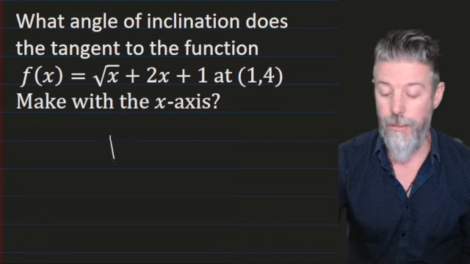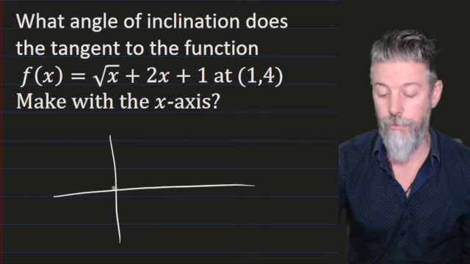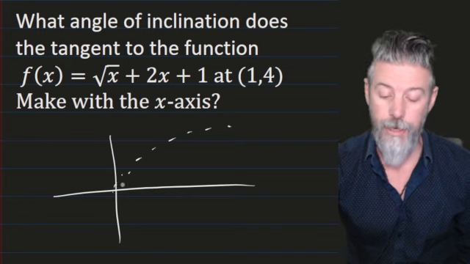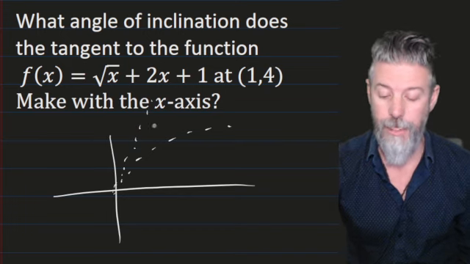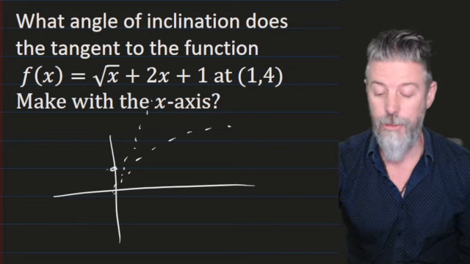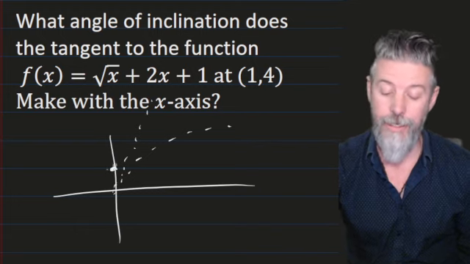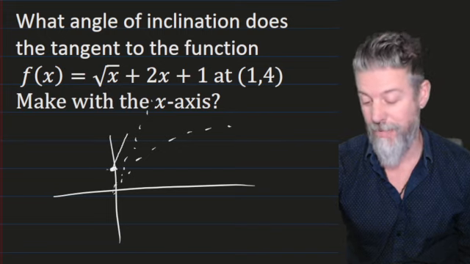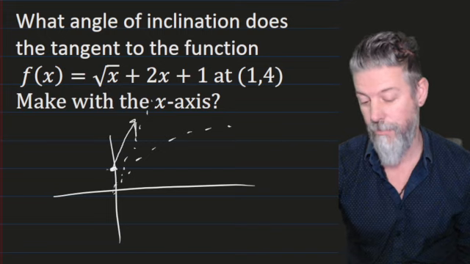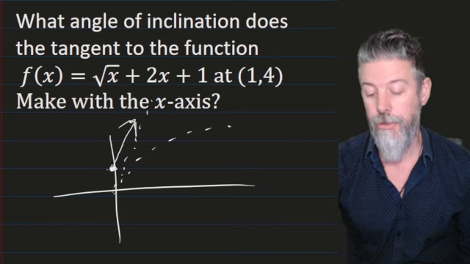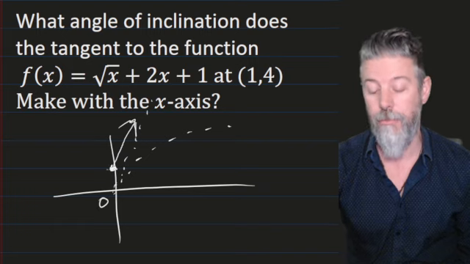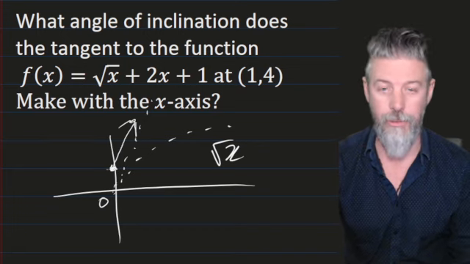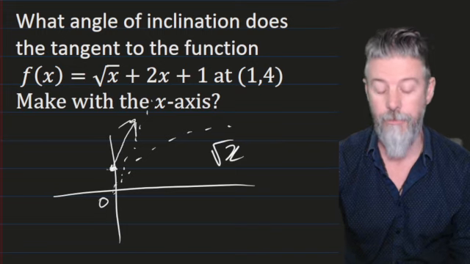I would consider the graph root x, which looks a bit like this. I would consider the graph 2x, which looks a bit like this, and then we're adding 1 to it. And so then we're going to end up with some sort of function that heads up in this direction, really quite steep. And you notice I've started it from x equals 0 because when we've got root x in the function, we can't have values less than 0 because then we would end up with an imaginary number.